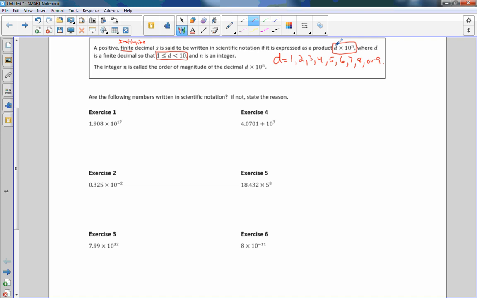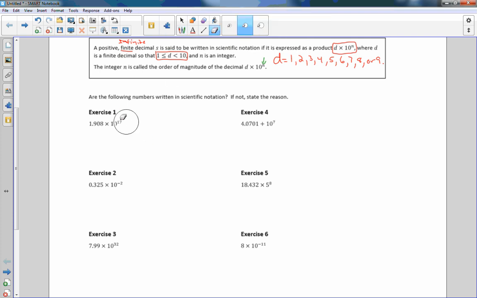And if I put d here, what they're talking about is the number in front of the decimal. Then the integer n is called the order of the magnitude. So this number here determines our order of the magnitude of the decimal. So in this exercise here, 17, the order of that scientific notation is 17.